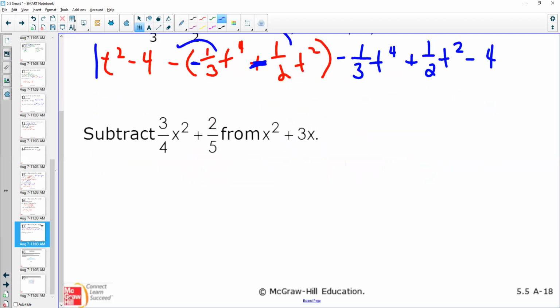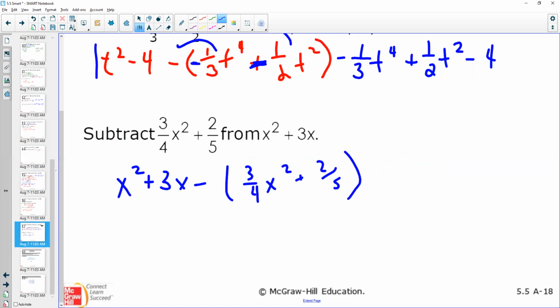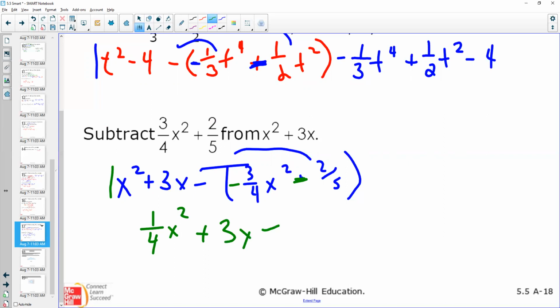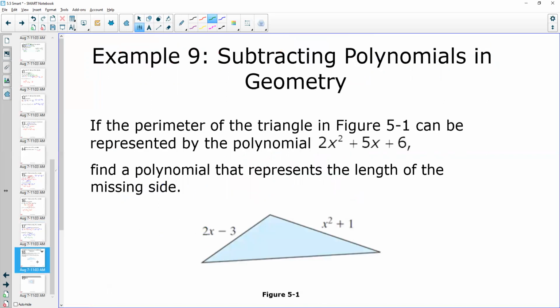Subtract 3/4 x squared plus 2/5 from x squared plus 3x. So x squared plus 3x goes first, minus the quantity 3/4 x squared plus 2/5. I'm going to distribute the negative, which means I'm going to switch everybody's sign. Those become minuses. 1x squared minus 3/4 is just 1/4 left, right? 1/4 x squared plus 3x minus 2/5. That wasn't terrible. You didn't die. All right, one more kind of thing.